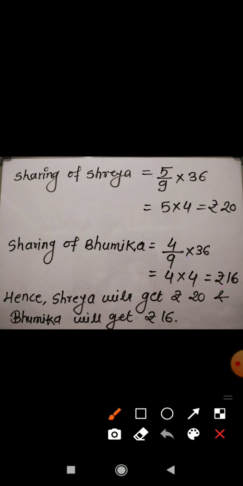So how much amount will Shreya and Bhumika get? Shreya will get 20 rupees and Bhumika will get 16 rupees.